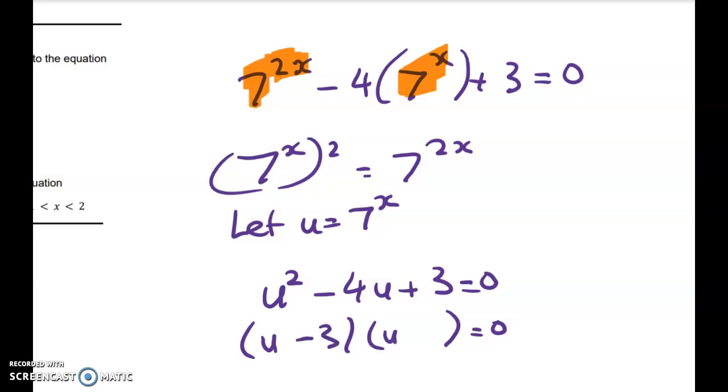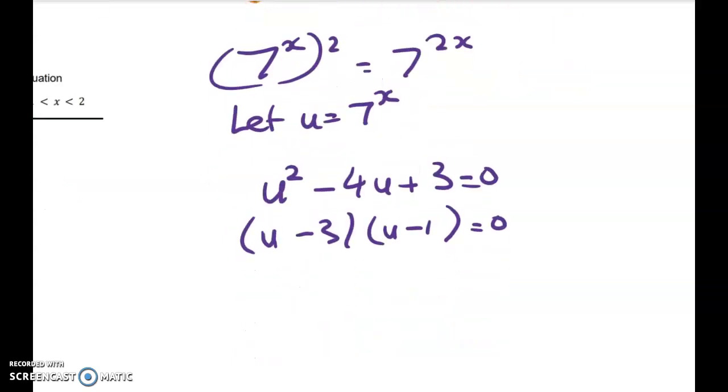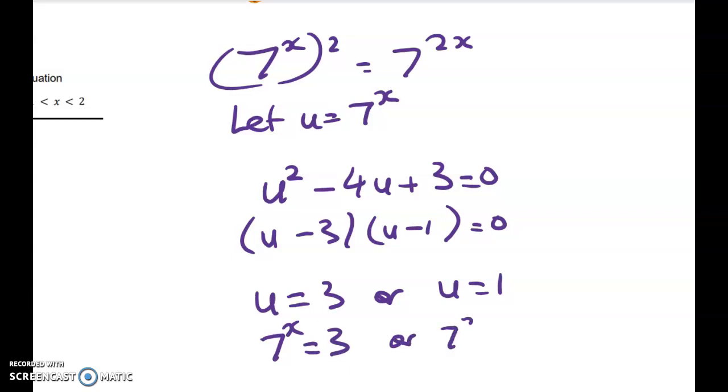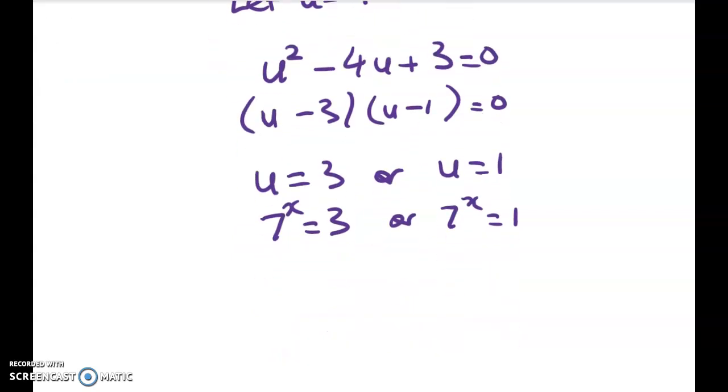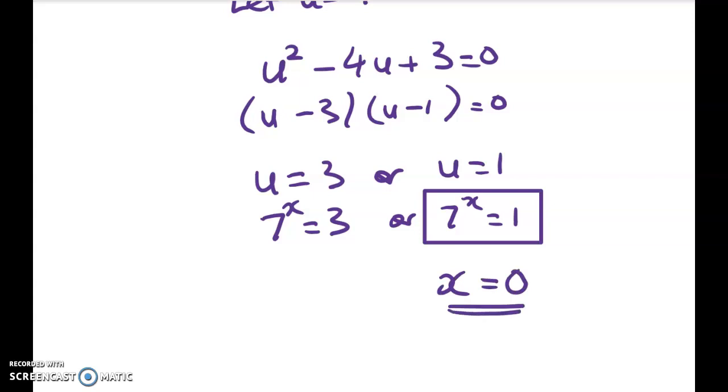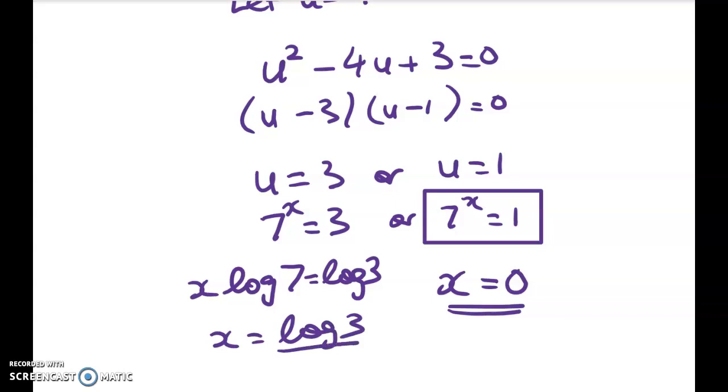So we've got u minus 3, u minus 1. We've got to be a little bit careful here, checking that we've got some solutions for x, not just for u, but we get u is equal to 3, or u is equal to 1. 7 to the power of x is 3, or 7 to the power of x is equal to 1. So for this one here, that's going to give me straight away x is equal to 0. 7 to the power of 0 is 1. And for this one here, we're going to take logs of both sides. So it's going to be x log 7 is equal to log of 3, and then x is equal to log of 3 over log of 7.